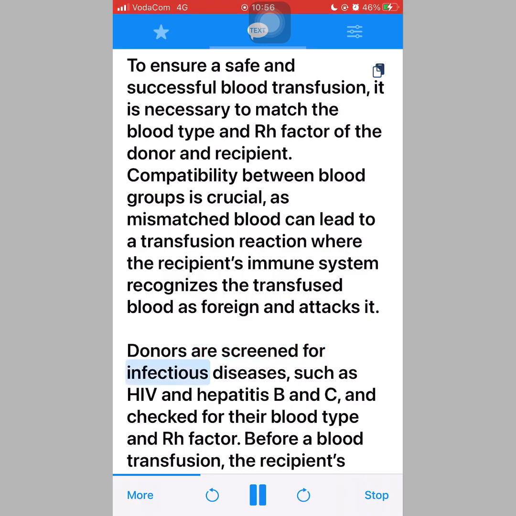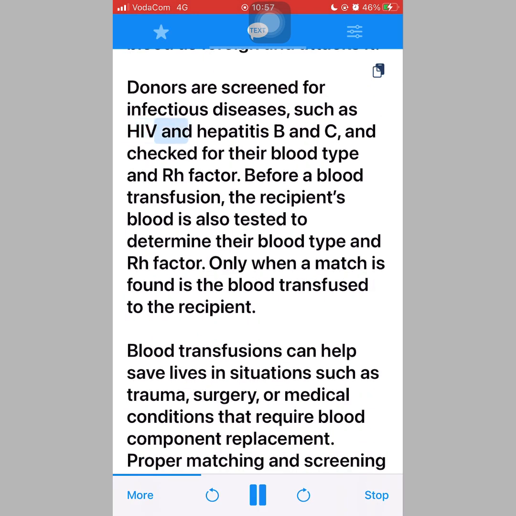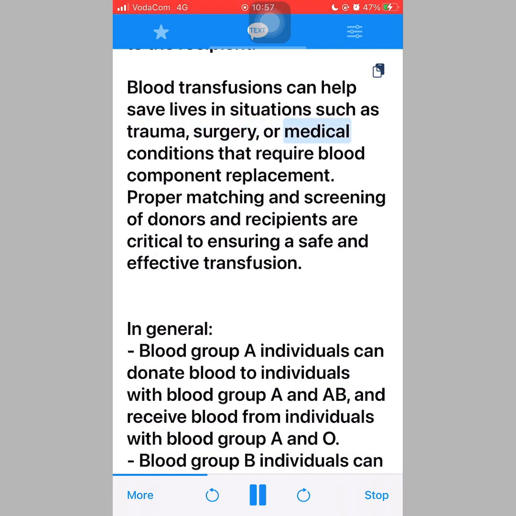Donors are screened for infectious diseases, such as HIV and hepatitis B and C, and checked for their blood type and RH factor. Before a blood transfusion, the recipient's blood is also tested to determine their blood type and RH factor. Only when a match is found is the blood transfused to the recipient. Blood transfusions can help save lives in situations such as trauma, surgery, or medical conditions that require blood component replacement. Proper matching and screening of donors and recipients are critical to ensuring a safe and effective transfusion.